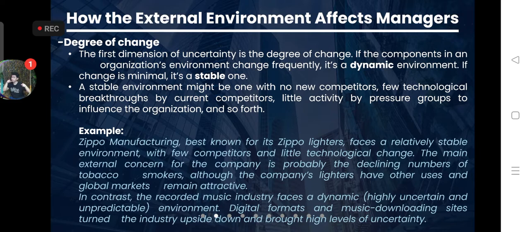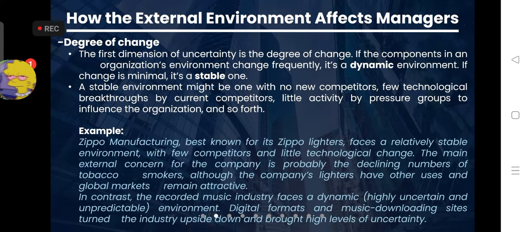For example, Zippo Manufacturing, best known for its Zippo lighters, faces a relatively stable environment with few competitors and little technological change. The main external concern for the company is probably the declining number of tobacco smokers, although the company's lighters have other uses and global markets remain attractive. So which means that the environment of Zippo Manufacturing is still stable since their market remains attractive.